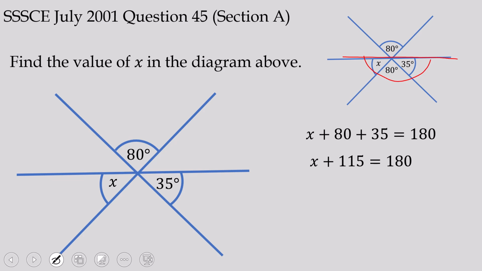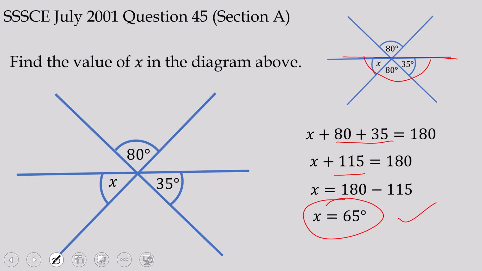Now I solve for this. I put these two together. I get 115. Then I take it to the other side. I subtract it from the 180. I get x is equal to 65 degrees. So therefore, x is 65 degrees.